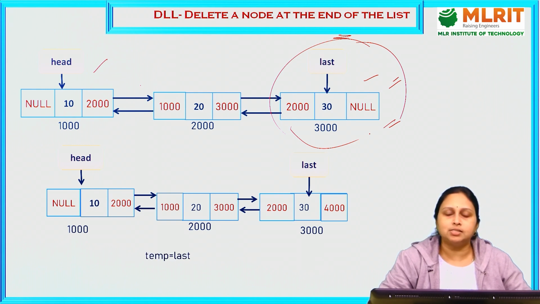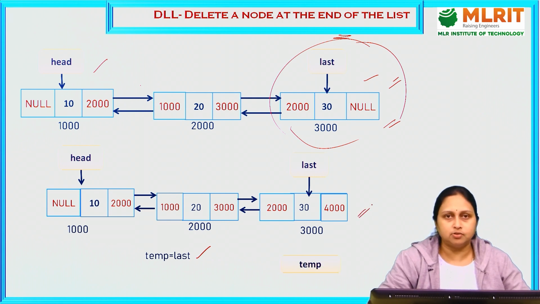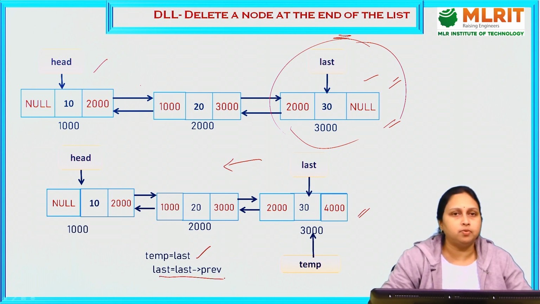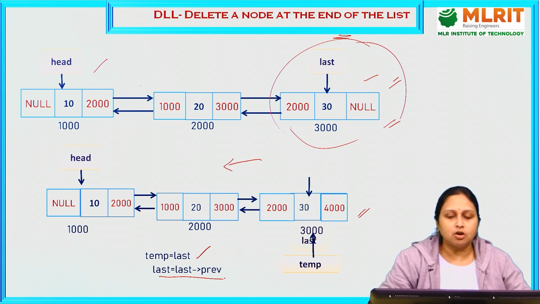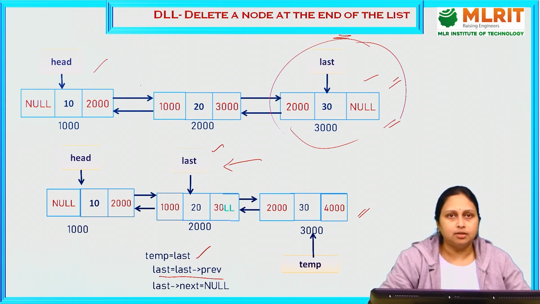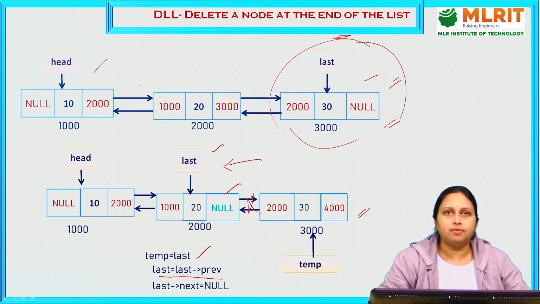First, we are going to initialize temp equal to last. That means this will be assigned to temp, right. This is the first step. Then we are going to move this last to this previous node. That means last equal to last arrow previous we need to do. Okay. That means now last is moving to this location. Now we need to remove the connection between these nodes, so that last arrow next equal to null. We are making this one as null. This part should be initialized to null, so that it is going to lose this connection. Okay. This is how we are going to implement deleting a node at the end of the list.